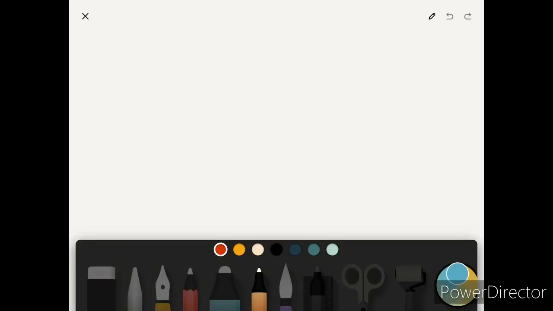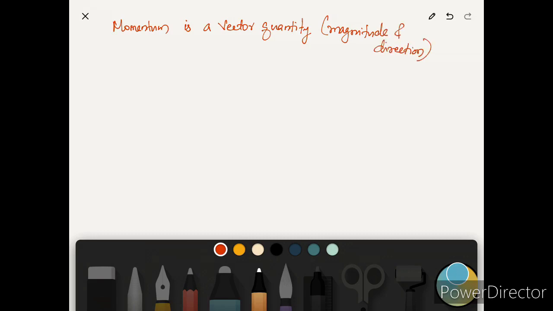Now we know that momentum is a vector quantity. That is, it has both magnitude and direction. So be careful while representing these vector quantities, because you have to use the vector notation for it.